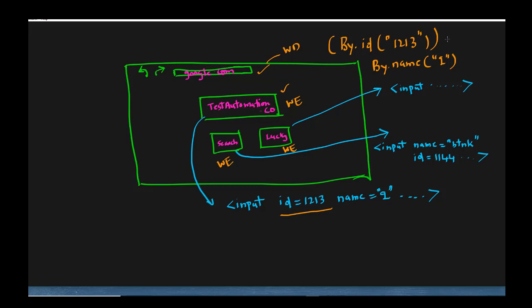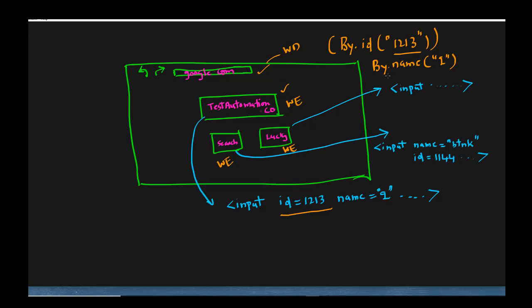but with one big condition: only if this ID is unique on this web page. If some other element has the same ID 1213, that may not be a good option to use an ID. Or if this ID keeps changing when the page refreshes, or whenever a new build of the application comes and they keep changing the IDs, then also it's not a good idea to use an ID.